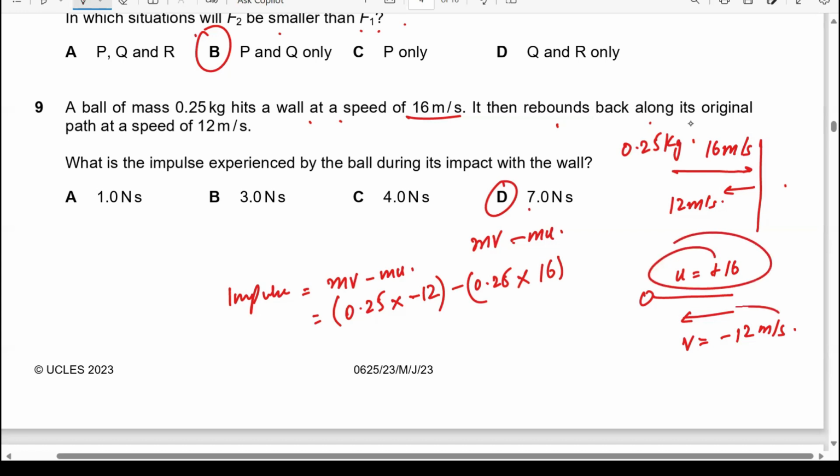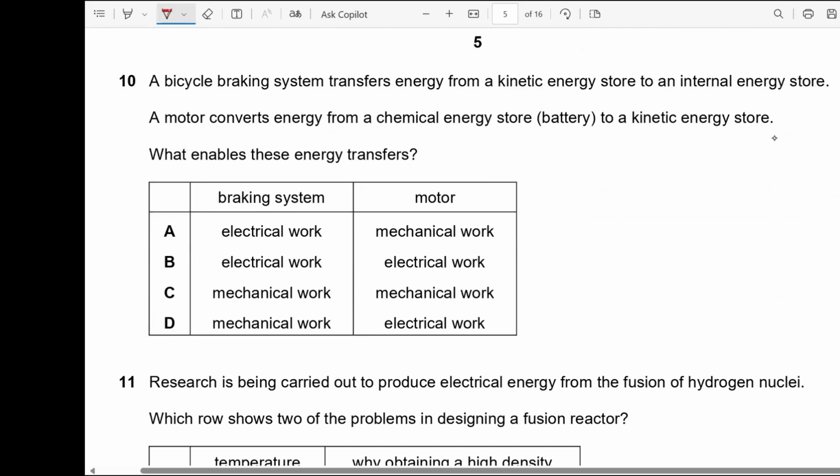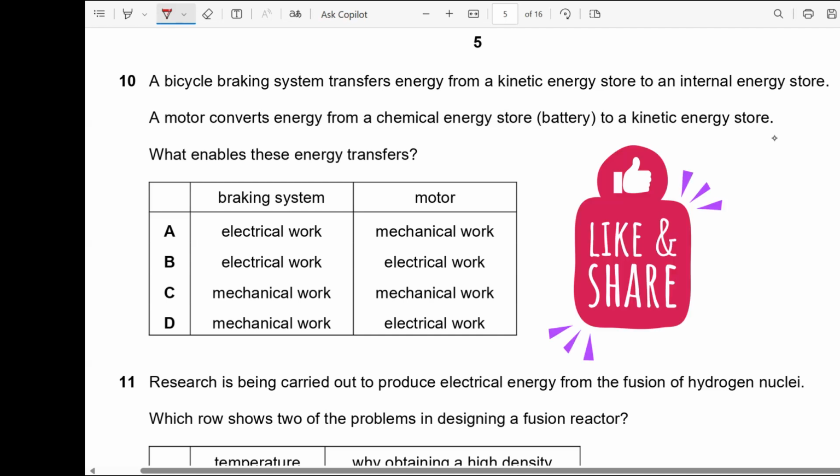A bicycle braking system transfers energy from a kinetic energy store to an internal energy store. A motor converts energy from a chemical energy store to a kinetic energy store. What enables these energy transfers?